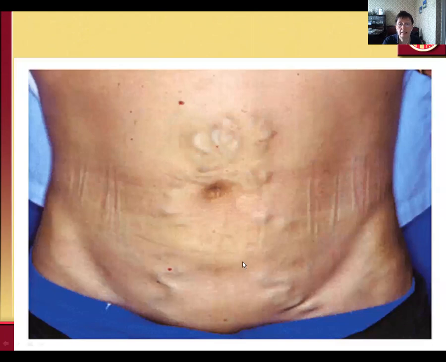We also can see enlargement of the vessels. We see distension of the veins around the umbilicus. Such a sign is called the caput Medusae sign, according to the Greek myths.